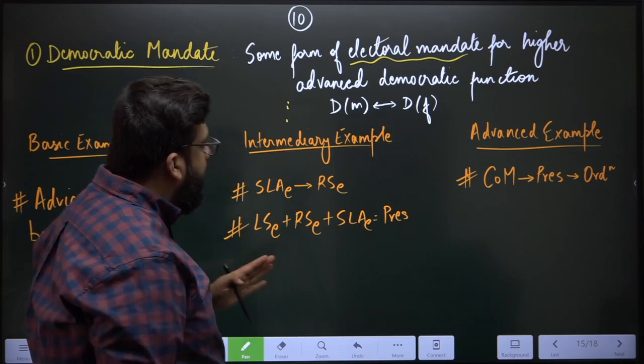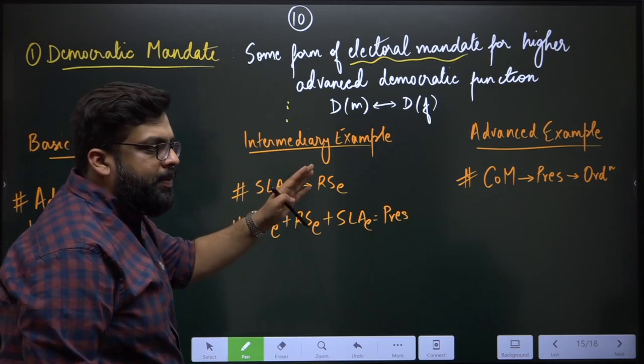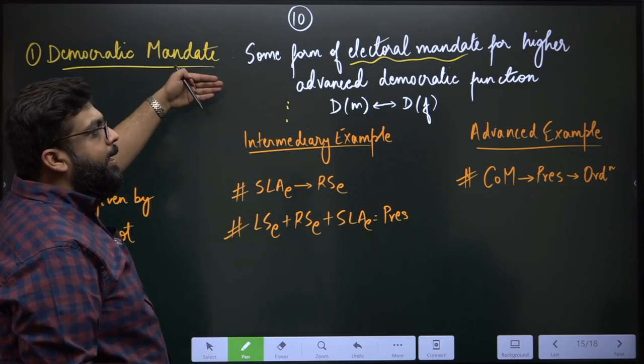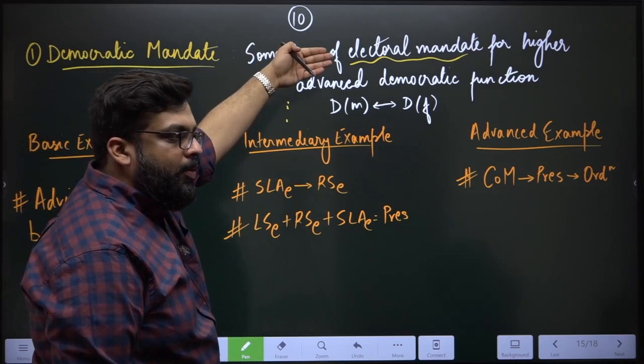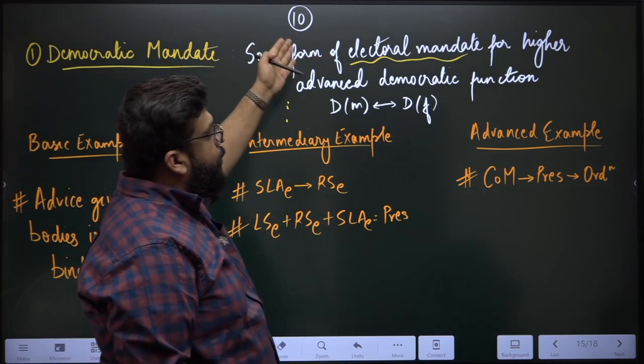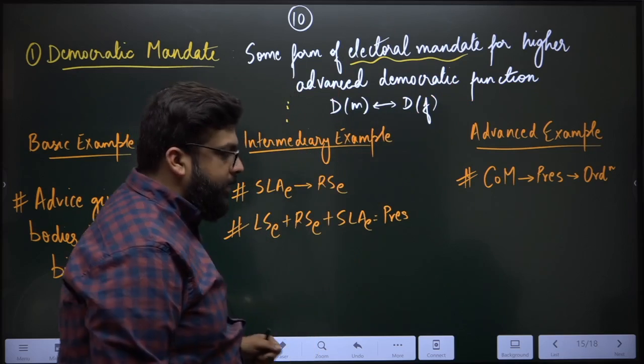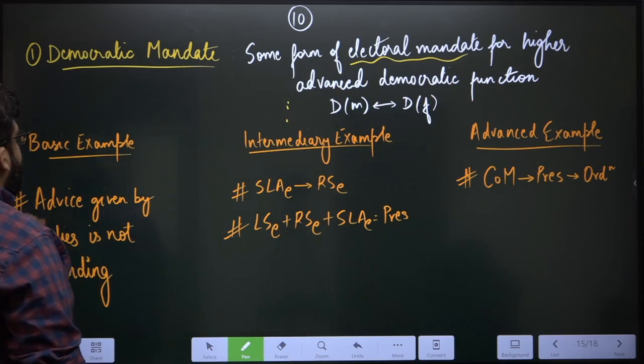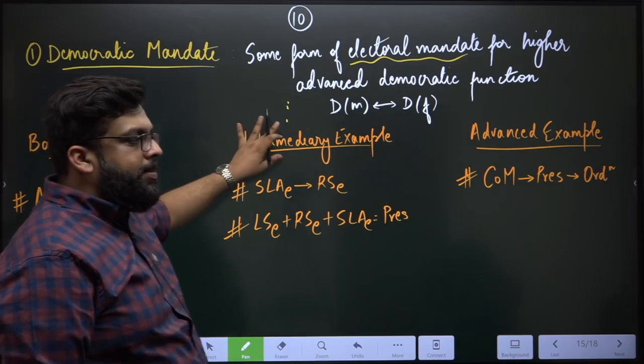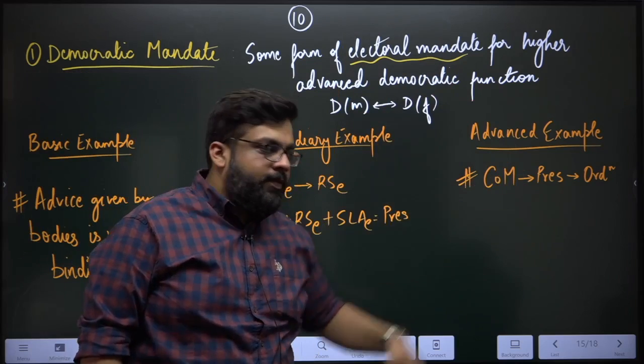Right? Now, there are three simple examples of this. So, higher the democratic mandate, more democratic functions you can do. If you don't have a democratic mandate, you can't perform that democratic function. There are three simple examples. We'll take a basic example, a moderate or an intermediary kind of an example, and we'll take an advanced example.